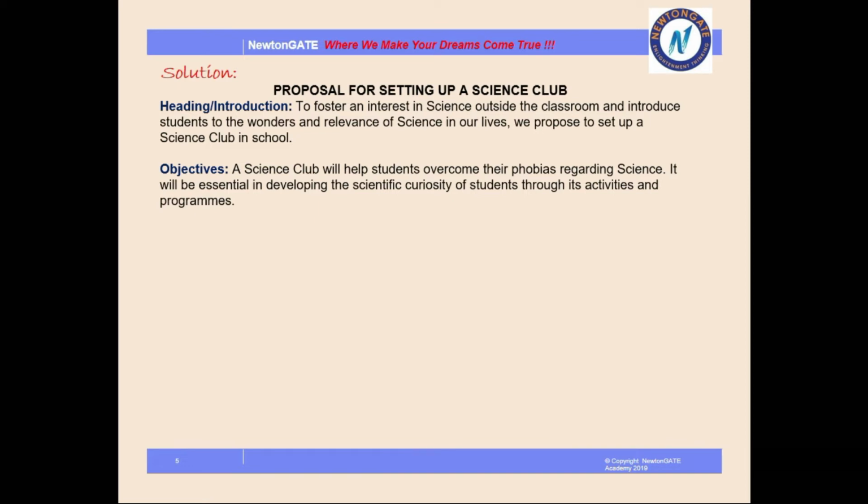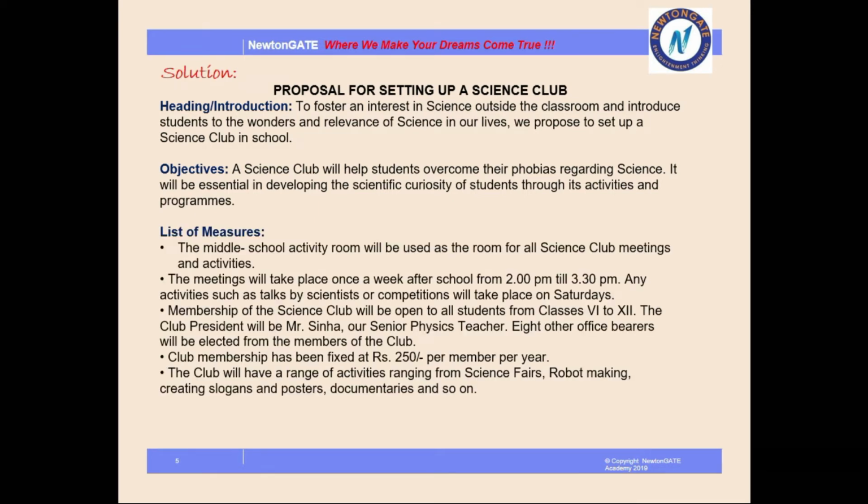Next point according to our format is the objective, where also we need to write down 2 points. A science club will help students overcome their phobias regarding science. This is point number 1. And point number 2 is it will be essential in developing the scientific curiosity of students through its activities and programs. Next point according to our format is the list of measures. So over here I have included 5 points, which is obviously more than 4, so it will be accepted.